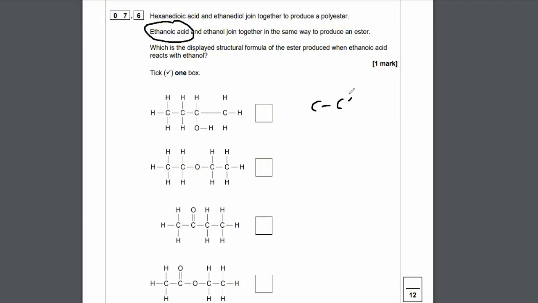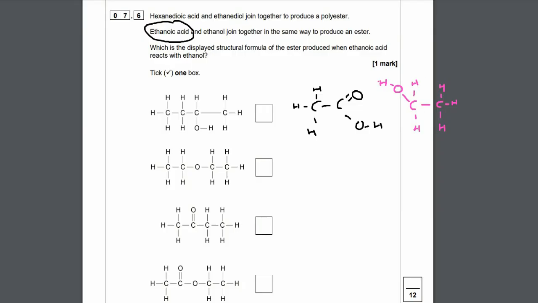What is the displayed structural formula of the ester produced when ethanoic acid reacts with ethanol? So we're looking at the structure. What I've drawn here is a molecule of carboxylic acid. And over here, I'm drawing the ethanol. So ethanol has two carbons, ethanoic acid has two carbons, but of course the carboxylic acid has that acid group.